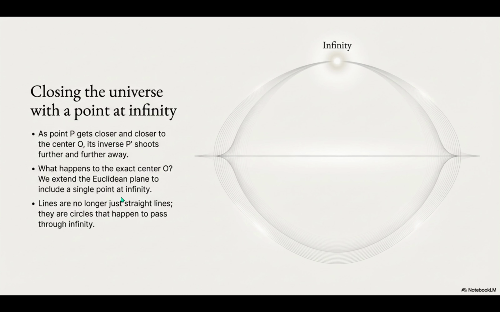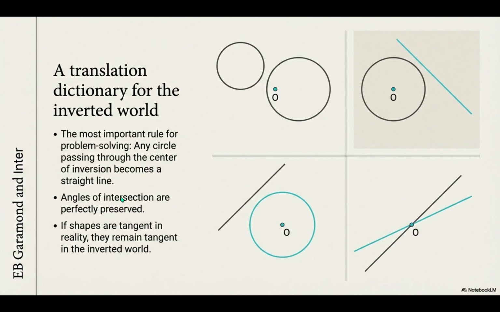So if straight lines and circles are fundamentally the same thing in this universe, how do we use that to solve problems? There has to be some kind of translation dictionary between our world and the inverted world. There is, and it boils down to one absolute golden rule. The most important rule for problem solving here is this. Any circle that passes through the center of our inversion mirror becomes a straight line that does not pass through the center. Wait, really? A circle just instantly snaps into a straight line.